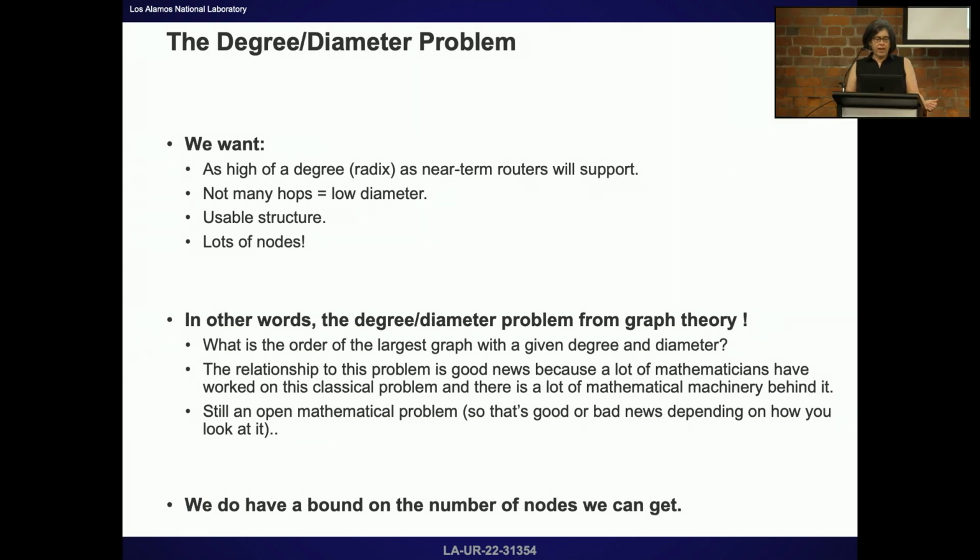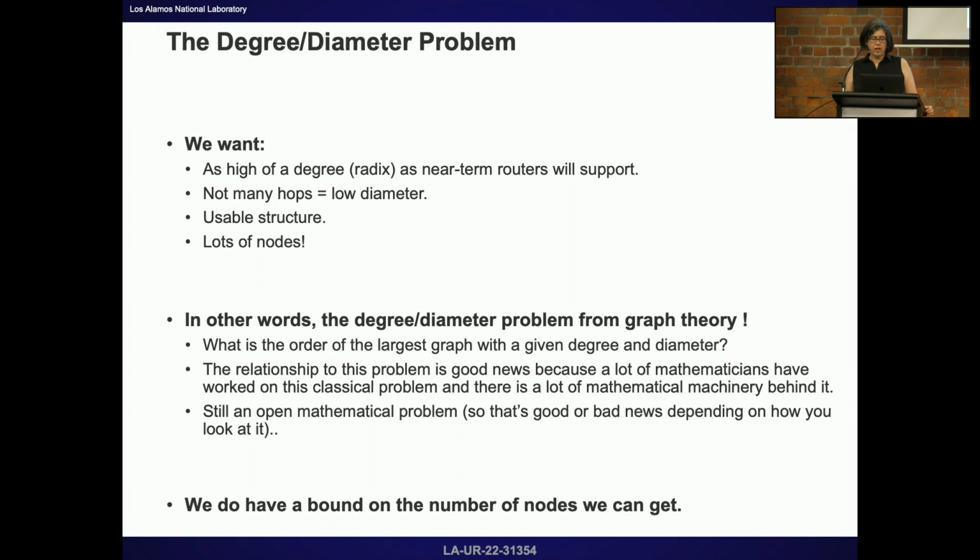So again, we want as high of a degree as the near-term routers will support. We want not too many hops, so low diameter. We want usable structure if we can get it, and lots of nodes. And this happens to be a classical problem from mathematics called the degree diameter problem. What is the order, the number of nodes, of the largest graph with a given degree and diameter?